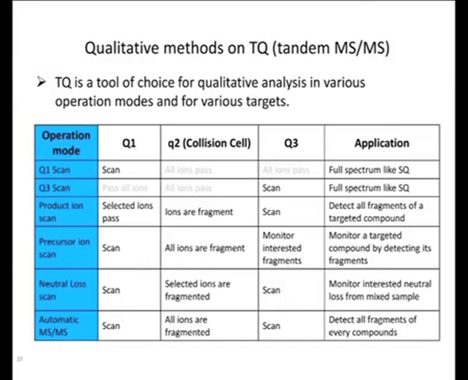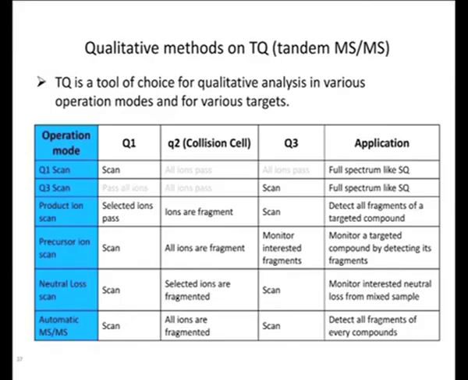In the product ion scan, you have to select the particular precursor in the first quadrupole. It passes to the second quadrupole, which does the fragmentation. And what fragments are you getting? What product ions are you getting? You have to scan. This is how you get the qualitative information.